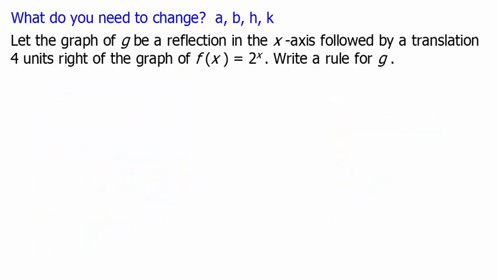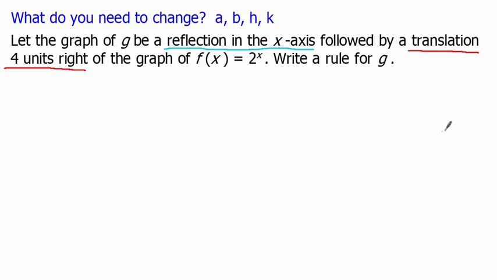Now we're going the other way. We're writing the rule, which means I'm writing the equation to do certain things. So I need to see what I'm doing, and is that going to be A, B, H, or K that I change? So in this particular one, I need to do a reflection over the x-axis. That's one thing. Translate 4 units right.